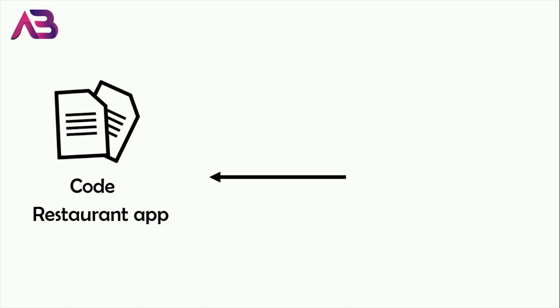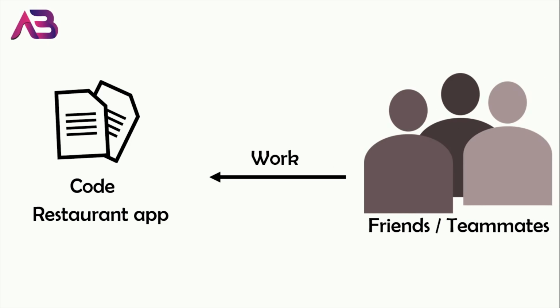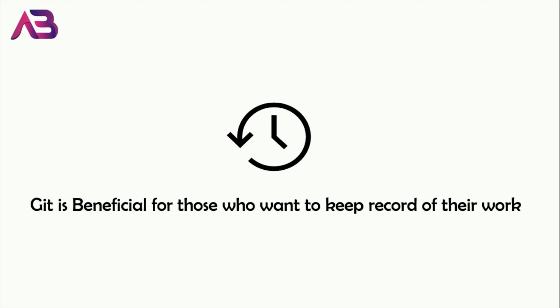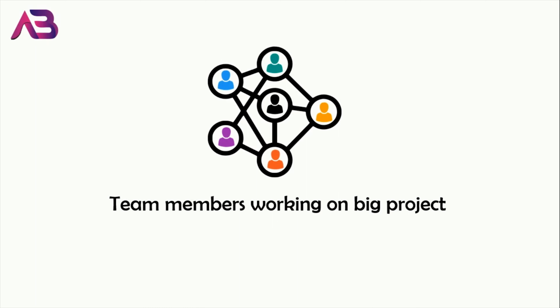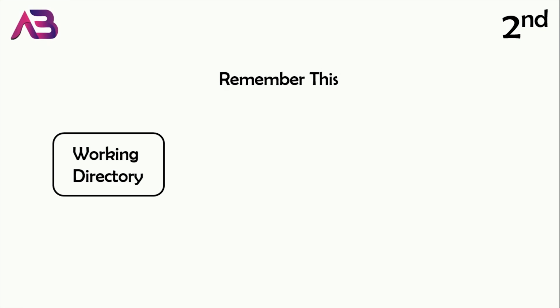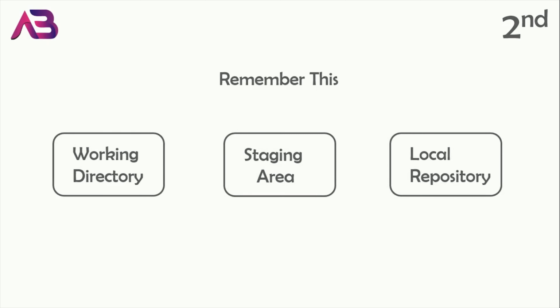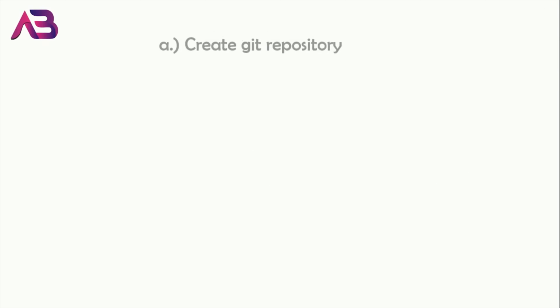And the most important thing about Git is even your friends can also work on the same project file. Doesn't matter how far they are from you. So Git is beneficial for those people who want to keep record of their work, and it can also be helpful for team members who are working on big projects. Moving on to the second thing, for this you need to remember these three terms: working directory, staging area, and the repository. So the very first thing you need to do is to create a Git repository.